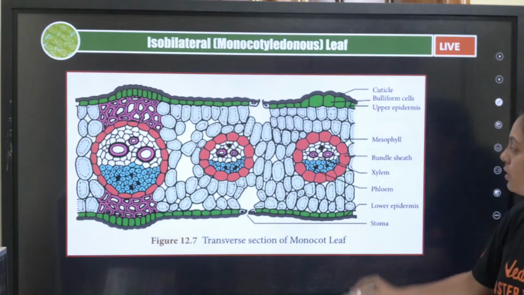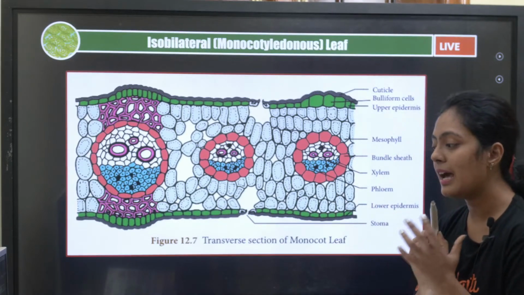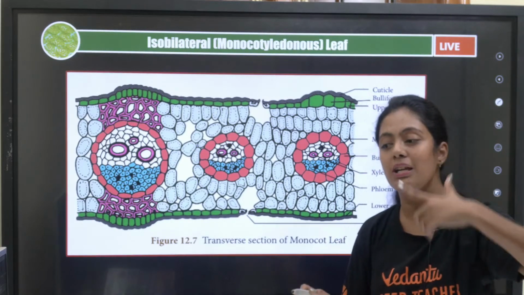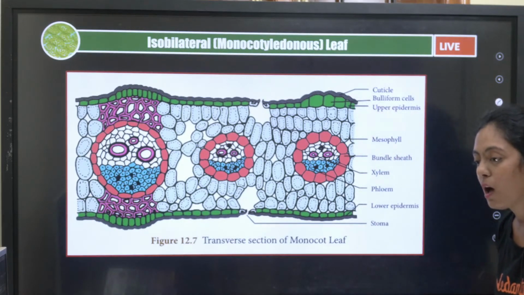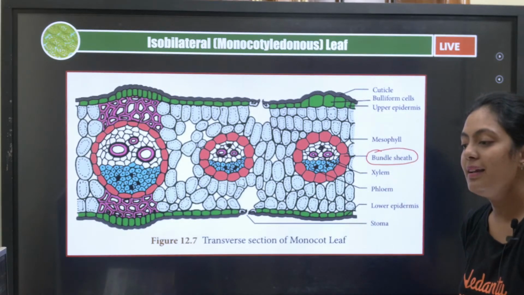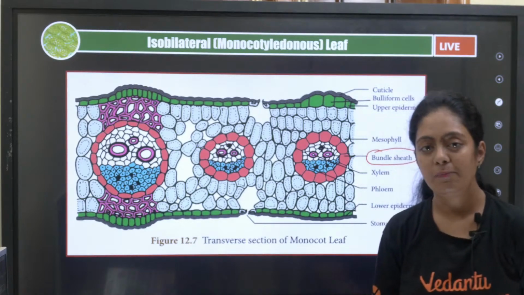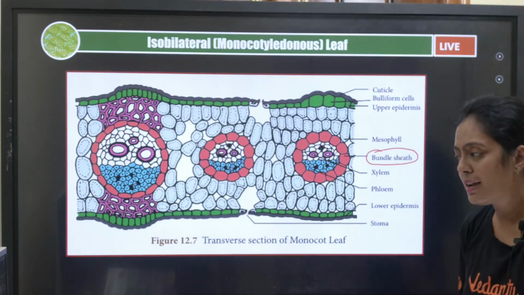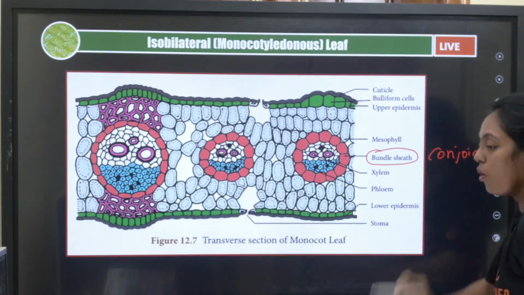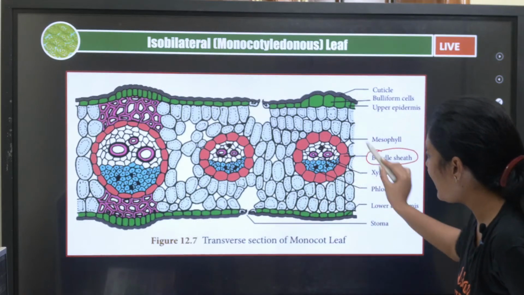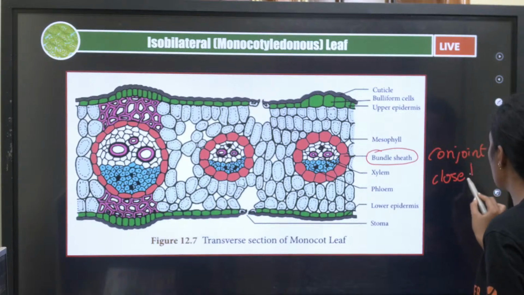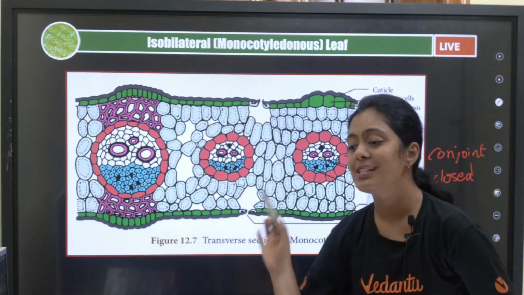Now let's talk about the vascular bundles. How are the vascular bundles here? Is it conjoint? Is it radial? First question. Here also the vascular bundle is surrounded by bundle sheath cells. How are they? Anybody? It is absolutely conjoint. Is it open or closed? Do you see any kind of cambium here? You don't see any cambium, so it is closed. So remember, leaves do not undergo secondary growth.